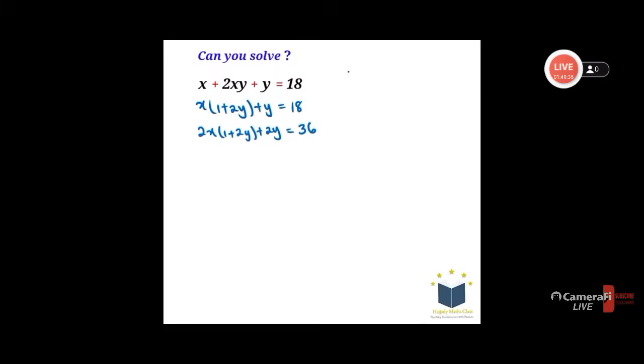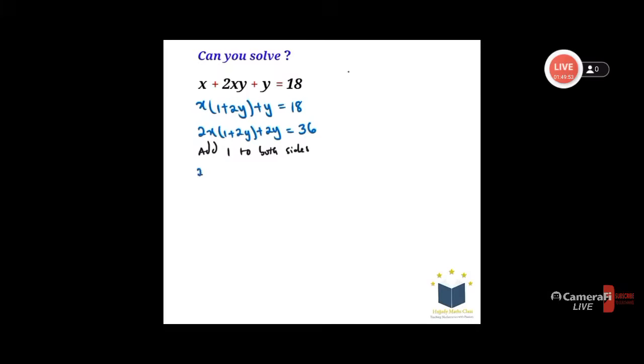Okay, so with this, add 1 to both sides, so that we are able to factor out 1 plus 2y.